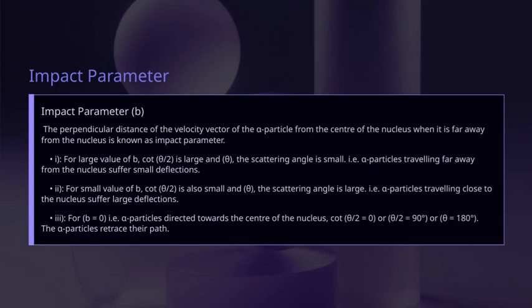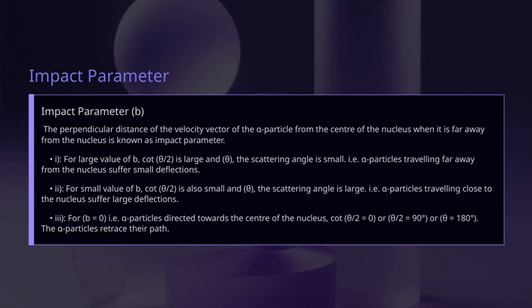Let's look at how the impact parameter influences the scattering of alpha particles. First, consider the case where b equals 0, meaning the alpha particles are directed straight towards the center of the nucleus. In this scenario, the scattering angle theta is either 0 or 180 degrees, corresponding to cotangent of theta/2 being 0 or infinite. Essentially, the particles retrace their paths after hitting the nucleus, indicating a head-on collision.